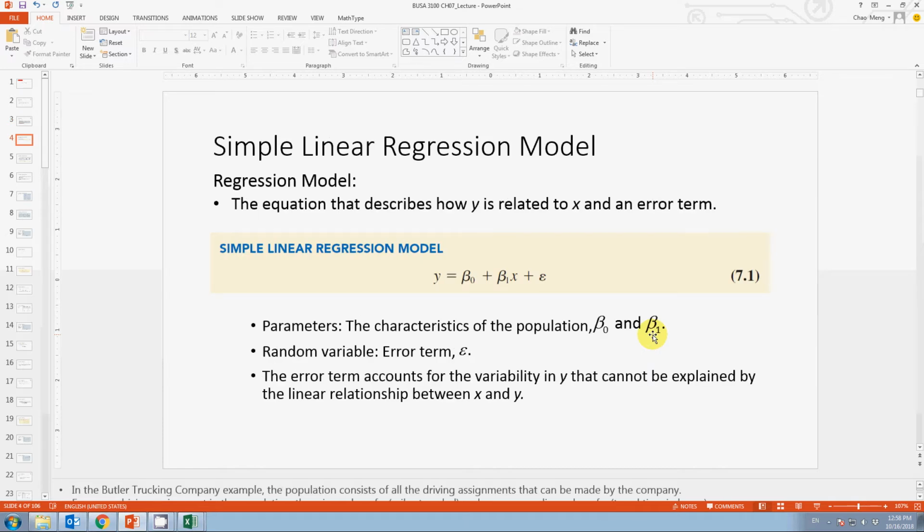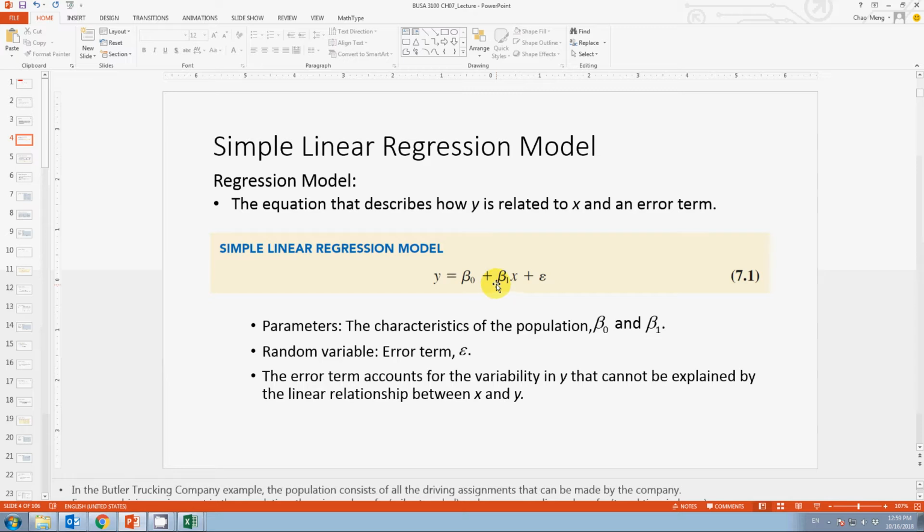So let's start with the simple linear regression. This equation shows a general form of the simple linear regression model for the population. It's y is equal to beta 0 plus beta 1 times x plus an error term. Here we have one dependent variable y and one independent variable x, and beta 0 is called the intercept and beta 1 is called the slope, and this Greek letter epsilon is the error term. So this is the general format for the regression model for the population.